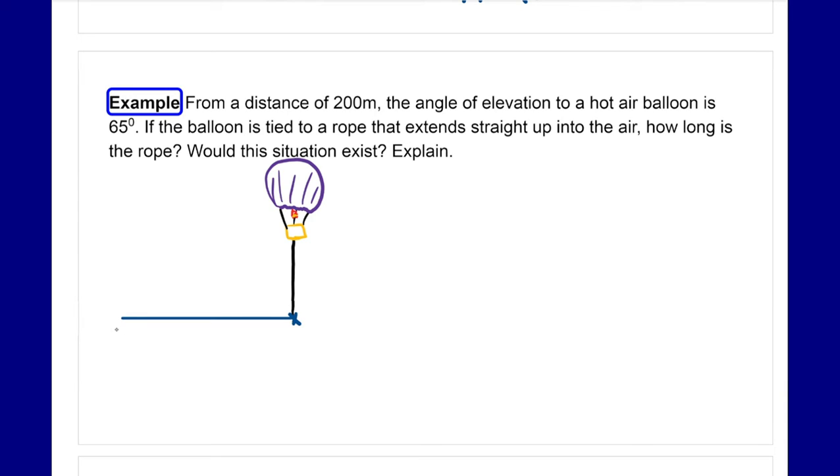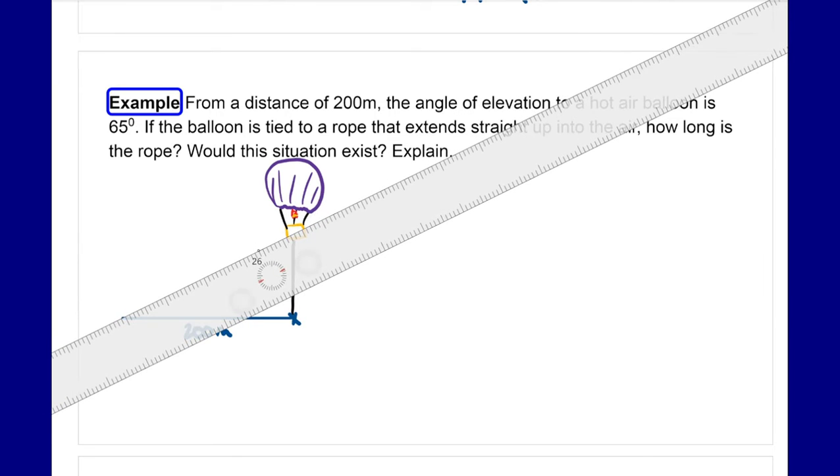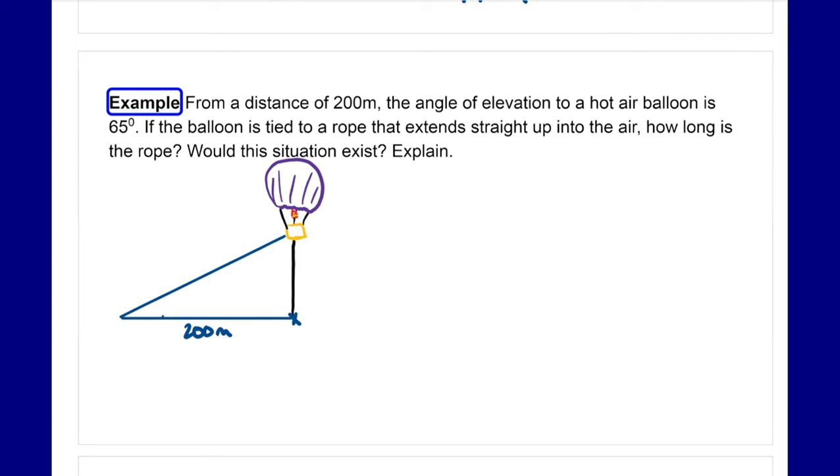We have the angle of elevation. So all we know is that this is 200 meters away. It means the elevation to the hot air balloon. Angle of elevation means from a horizontal line up. So what that means is going from here up is 65 degrees. We want to figure out how long the rope is. So we want to figure out this value, this unknown. We are going to assume that it forms a 90-degree angle.